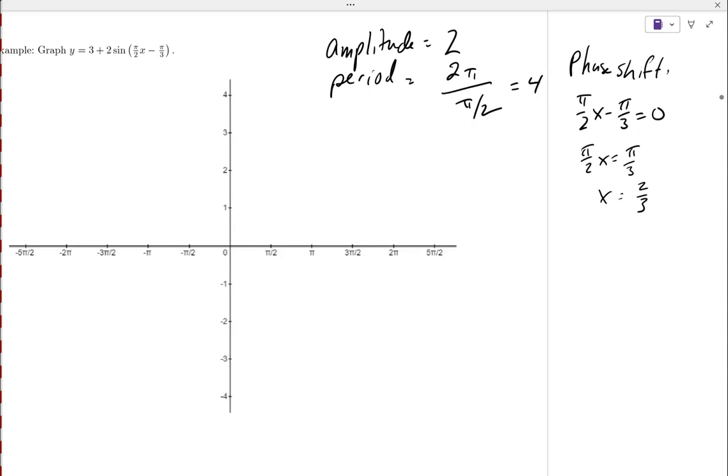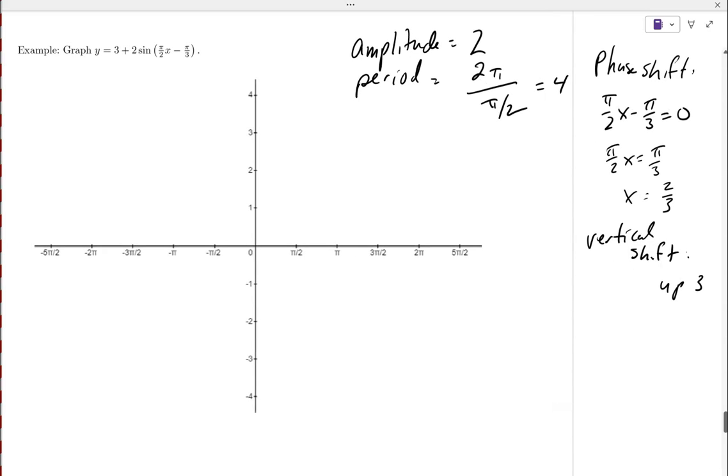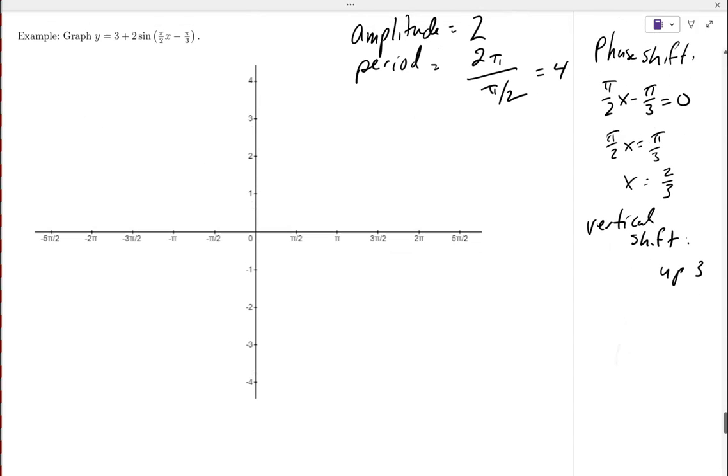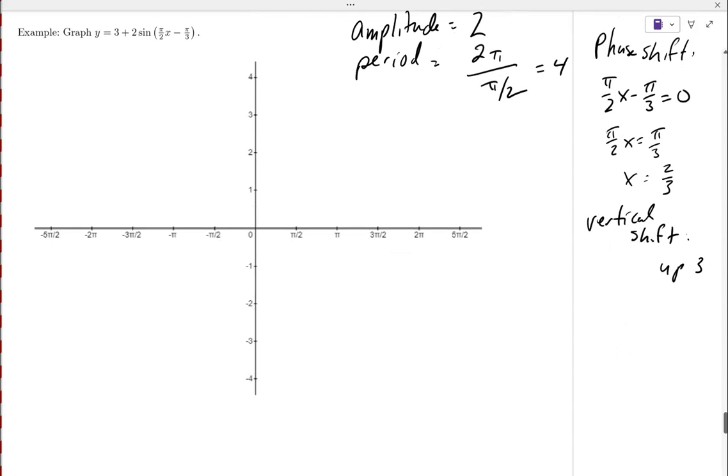And then finally, what number tells you about your vertical shift? Yes, the 3 does. And so in this case, which way is it going to go? Up. Good. All right, so now let's put all these pieces together.